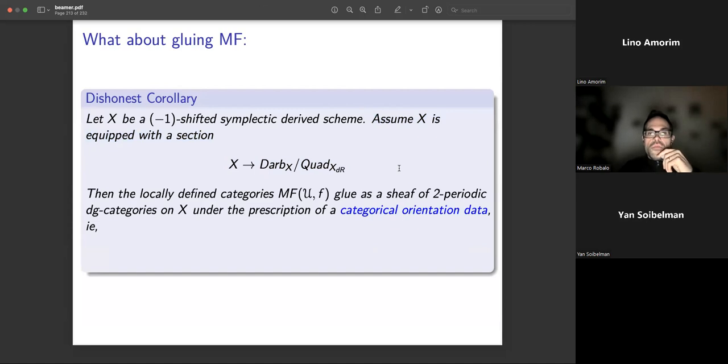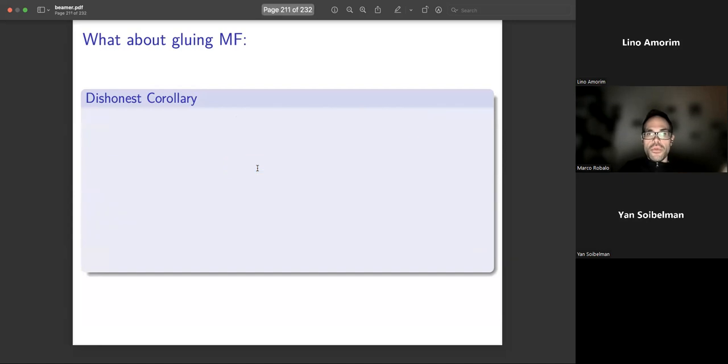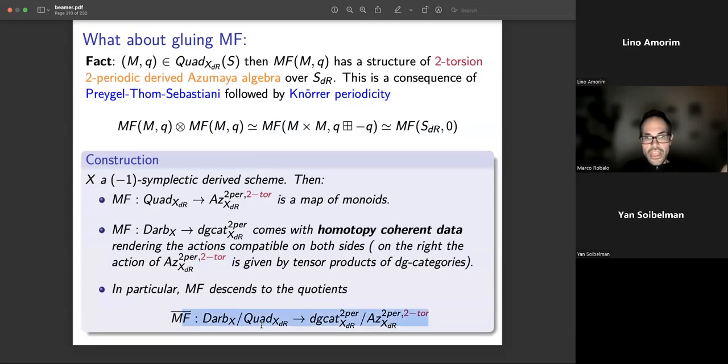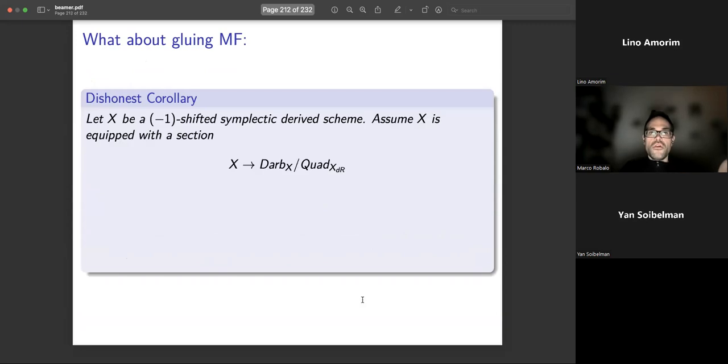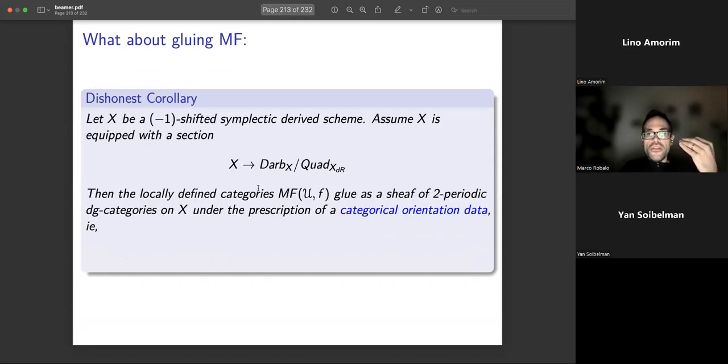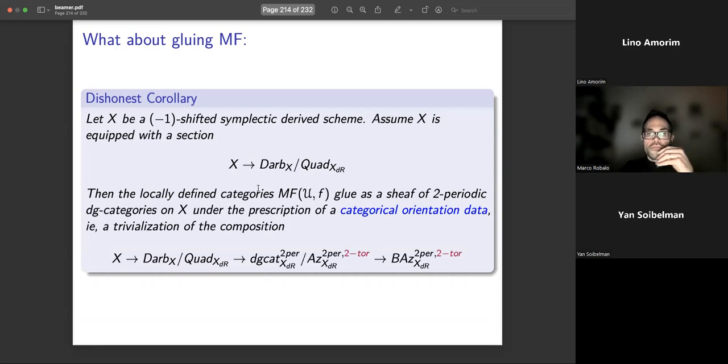It's not true that we know how to, sorry, let me go back. It's not true that we claim that this is null homotopic. What I'm saying is that if you have a section of this stack, whatever it is, then we can understand what kind of orientation data we need to glue MF. What is this orientation data?